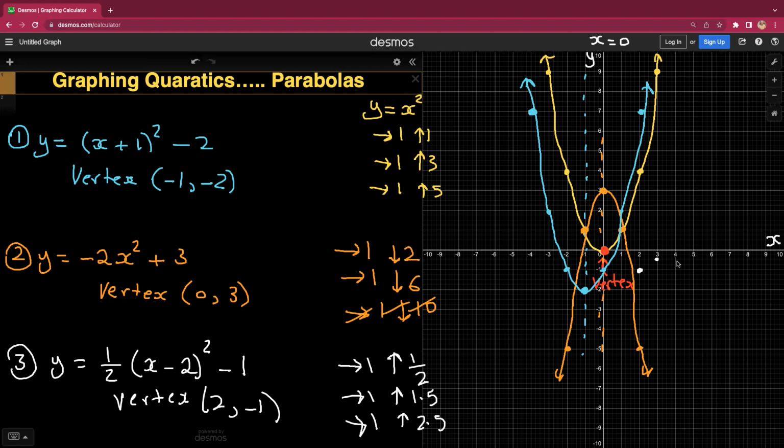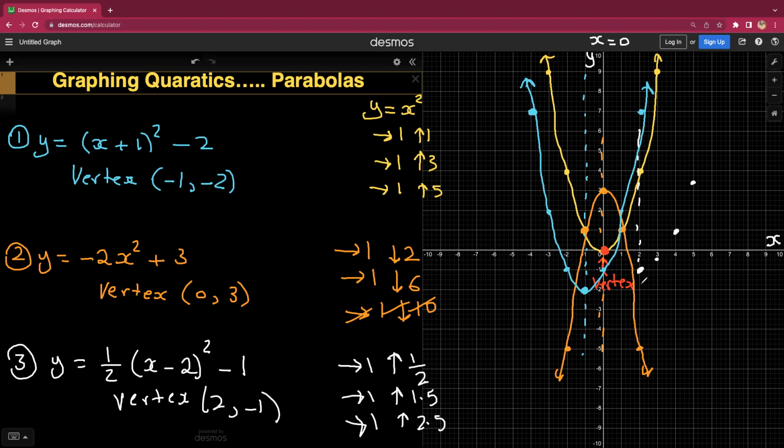And then out 1 and up 1.5. So we'll do the 0.5 first here and then 1. So it goes right here. And then out 1 and up 2.5. So just go 1, 2, and then 0.5. It's right here. And my axis of symmetry is the dotted line through the vertex.